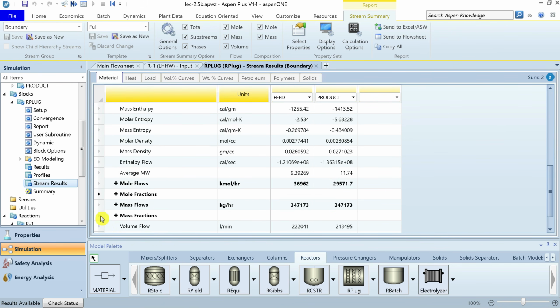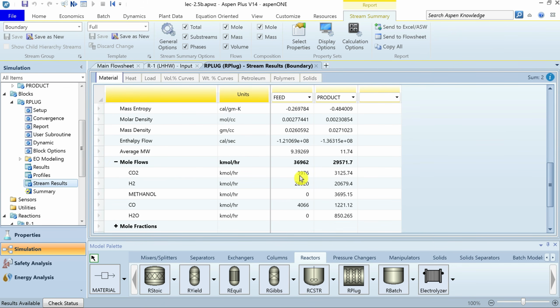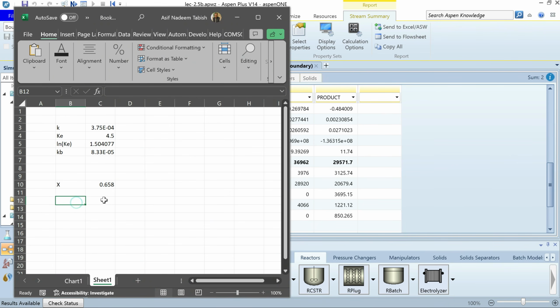Let's proceed with the molar compositions. The inlet flow rate of carbon dioxide is 3976 kilomoles per hour, out of which 3125.7 kilomoles per hour leaves unreacted. Conversion can be calculated as equal to 3976 minus CO2 at the exit of the reactor 3125.74 divided by at the inlet 3976. So the conversion of carbon dioxide is almost 21.4%.